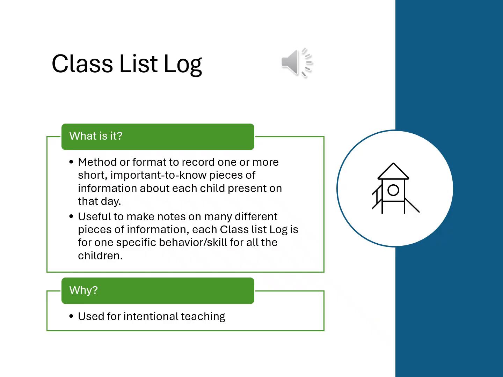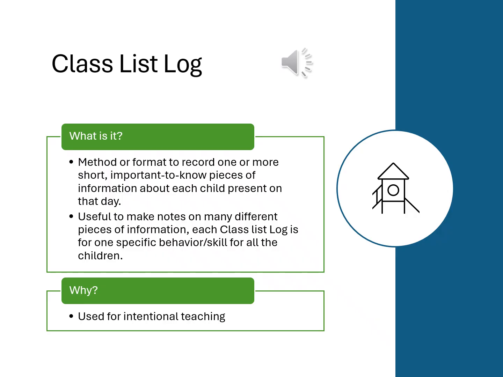Now, it's obviously not necessary to write down information for children who aren't in attendance that day. Even though you may have a list of all of the children who are enrolled in your class, you're only going to be writing down information for the children that you see. That's because you're not writing down information based on what you've seen them do in the past or what you think they can do. You are writing down information in real time as it's happening.